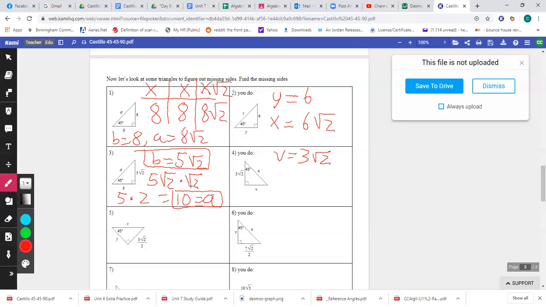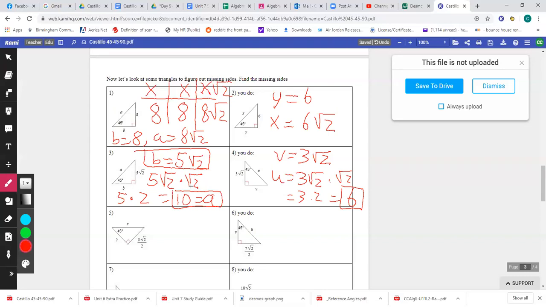Okay, so V should be 3 root 2. And then Rodney, what should U be? Just want to make sure you got this one. I got 6. 6, yeah, 6 is right. So it's just 3 root 2 times root 2, which is 3 times 2, and that's 6.